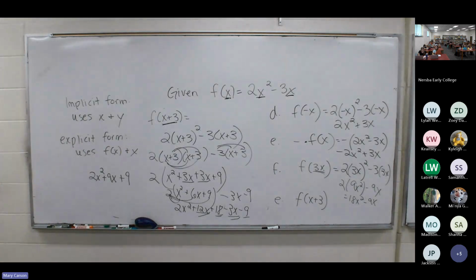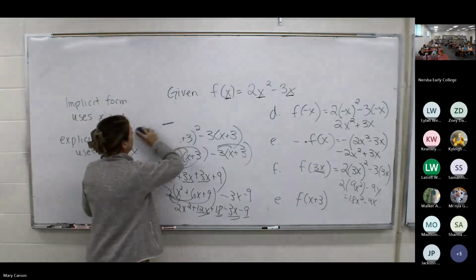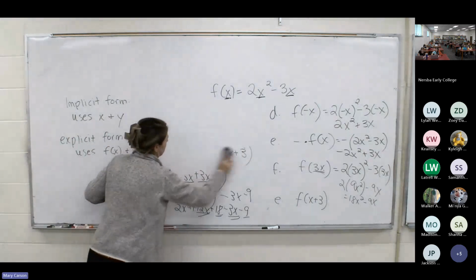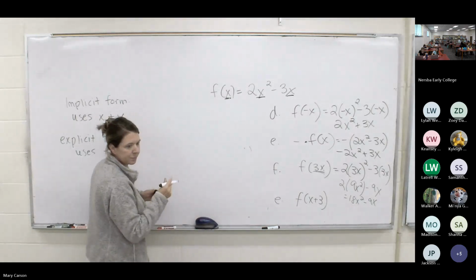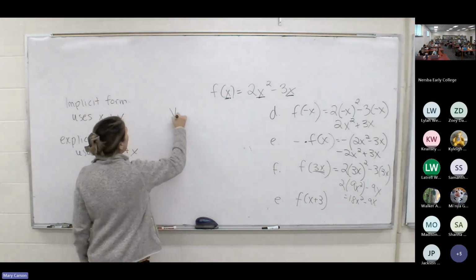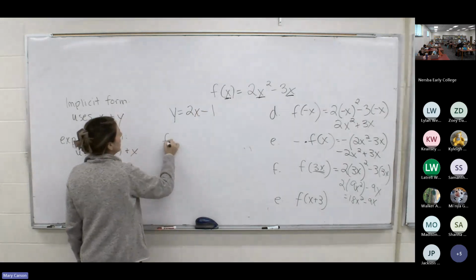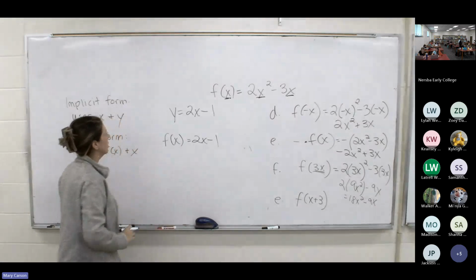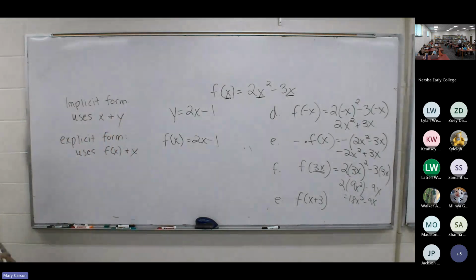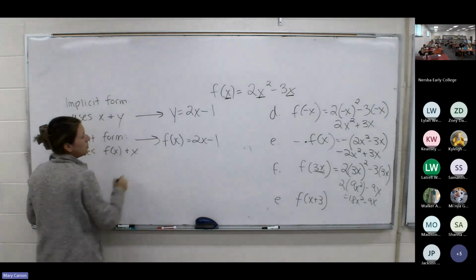So again, how would I do that? For example, y equals 2x minus 1 is implicit. f of x equals 2x minus 1 is explicit. So two different ways to write it. These mean the same thing, okay?